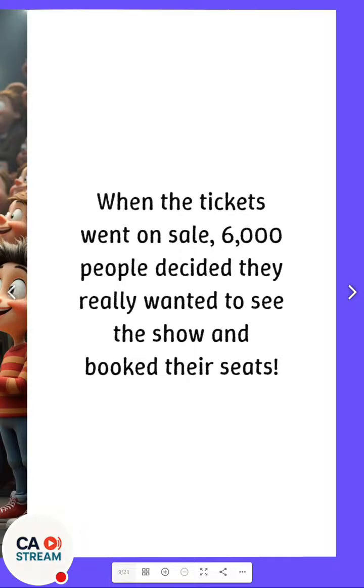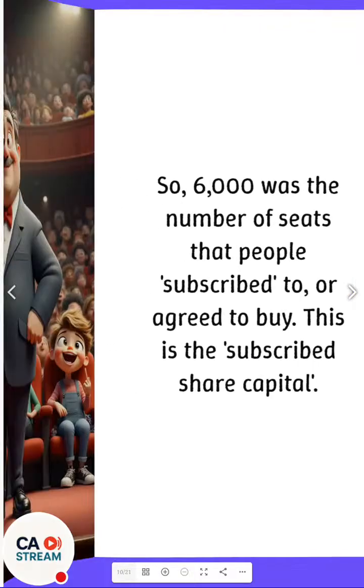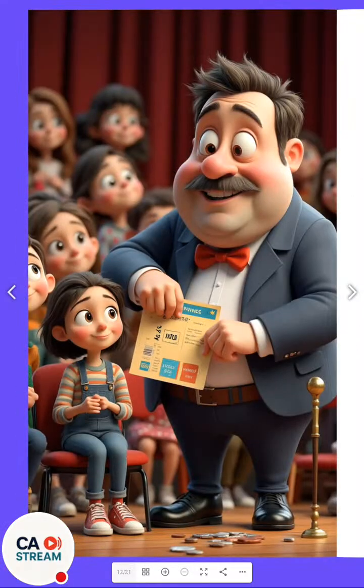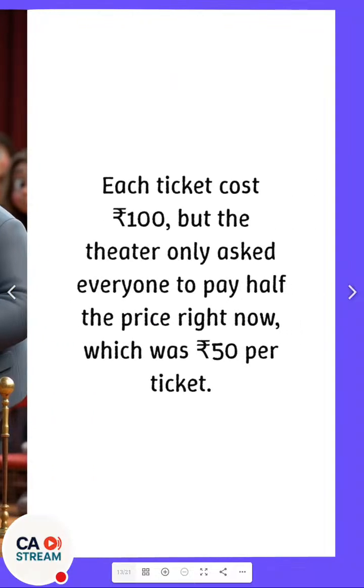The public subscribed to the extent of 6,000 shares. So these 6,000 shares were the number of seats that the people subscribed to or agreed to buy. That means these 6,000 shares were agreed by the people to purchase. This is what we are calling the subscribed share capital. And each ticket costs 100 rupees. That is the nominal value, or the issue price, 100 rupees.